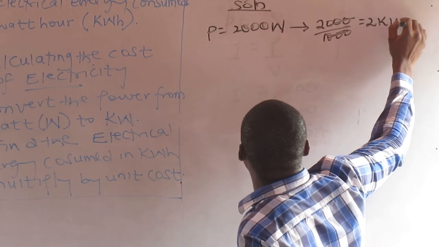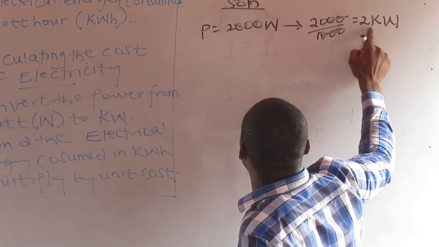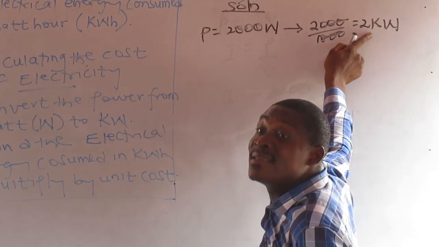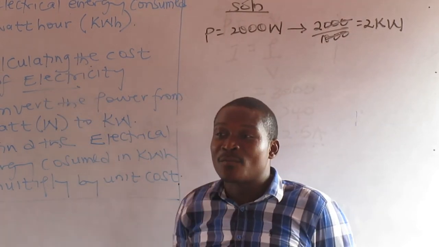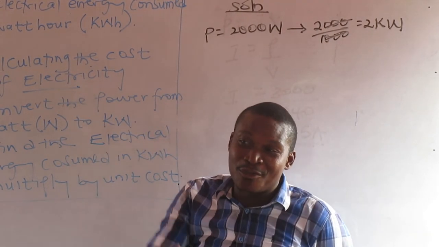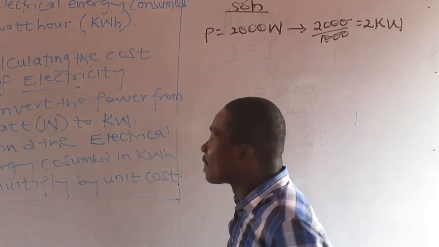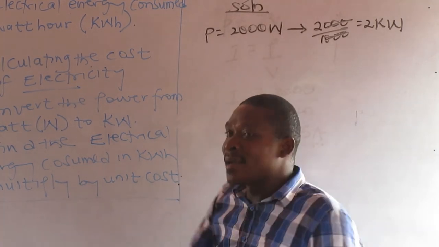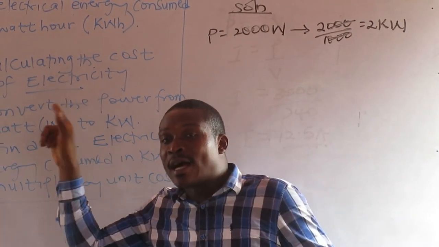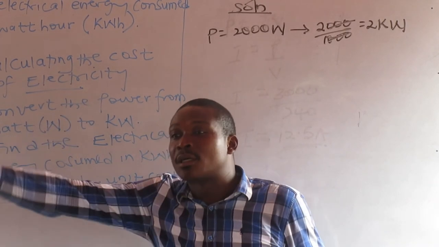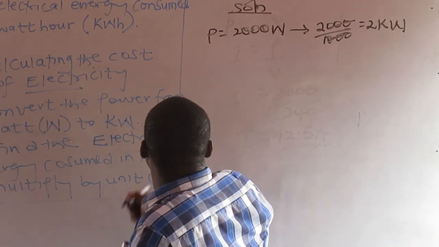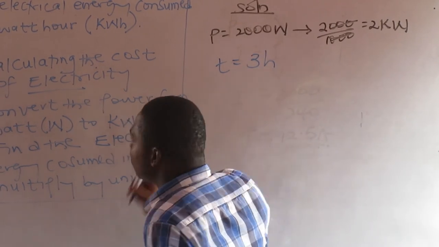So 2 kilowatt hour. When you want to go back to watts, what do you do? You multiply by 1000 because K means 1000. As I say, 2K views, 3K views, that's 1000. So take note. I have my power ready. Why did I change to kilowatt hour? I want to calculate electrical energy consumed. Now the time.